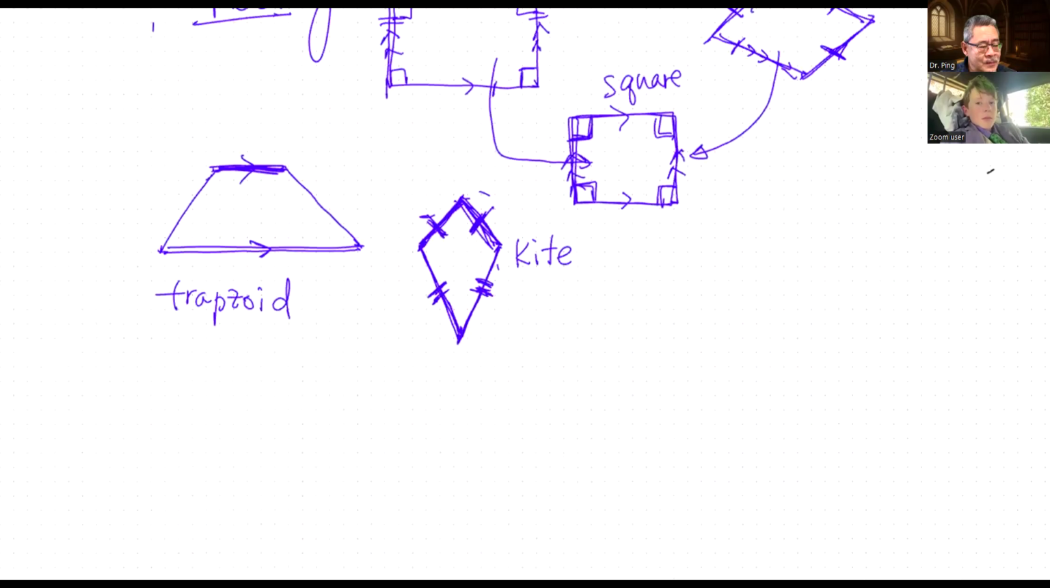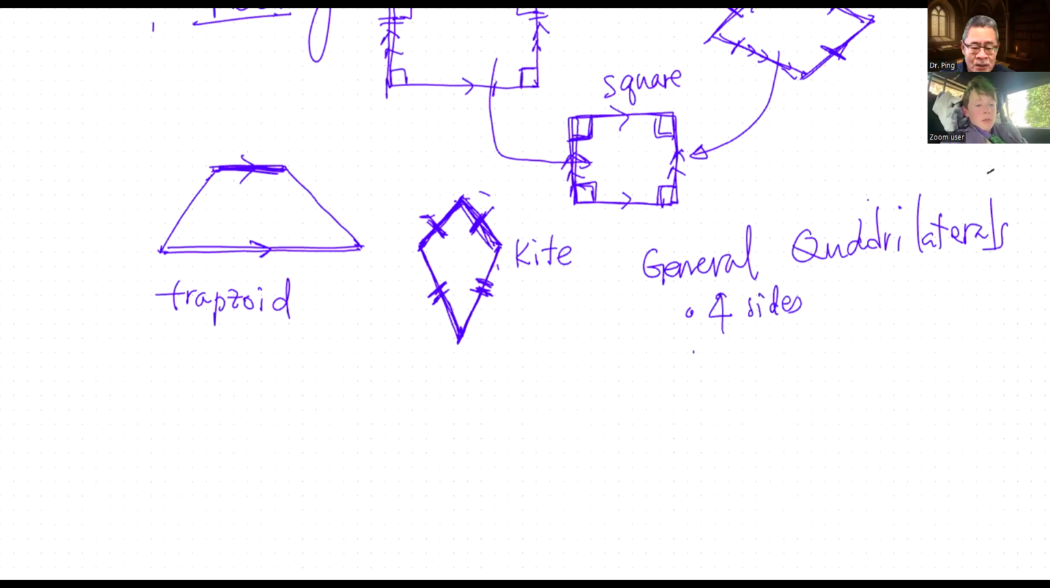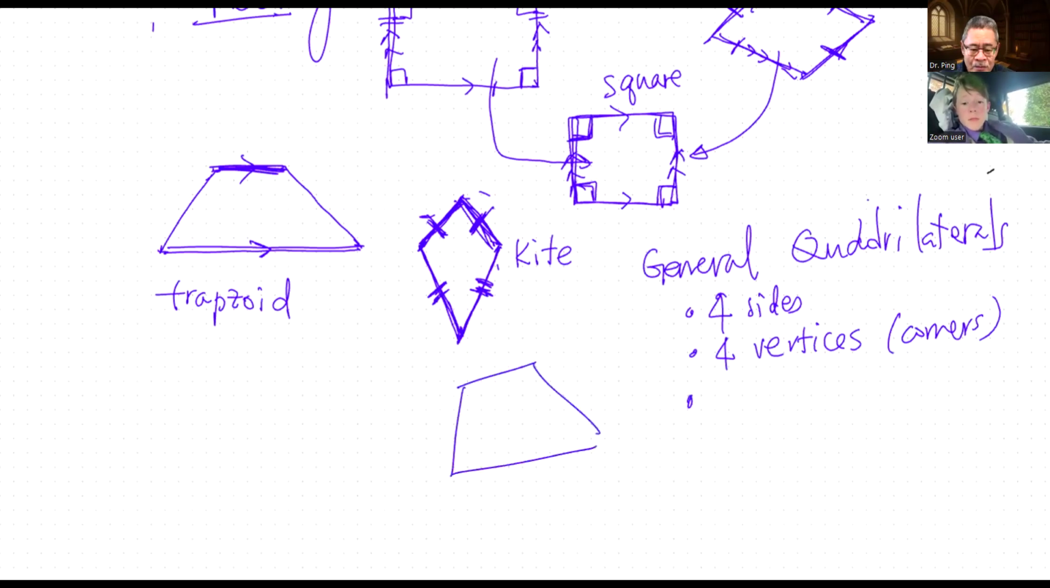The first one we're looking at is a general shape, a general quadrilateral. We know that they have four sides, four vertices, basically the corners, and we have two diagonals.